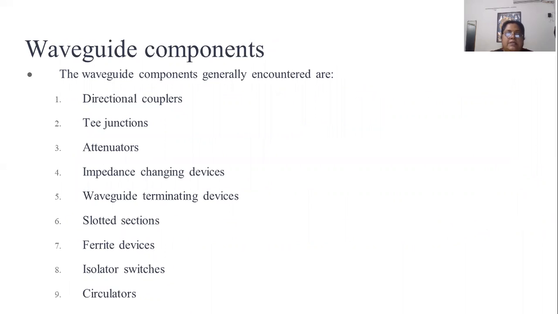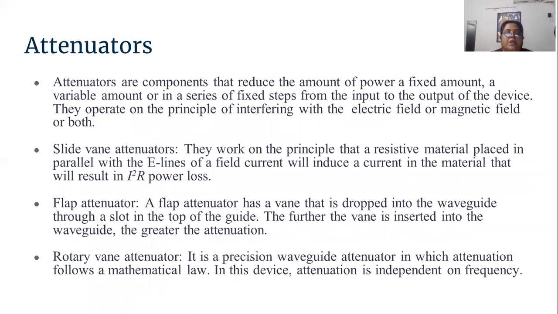Now we'll discuss some of the waveguide components. These are generally directional couplers, T-junctions, attenuators, impedance changing devices, waveguide terminating devices, slotted sections, ferrite devices, isolators, switches, and circulators.